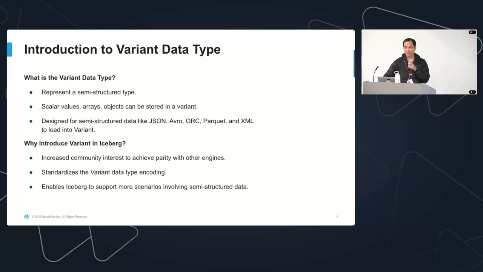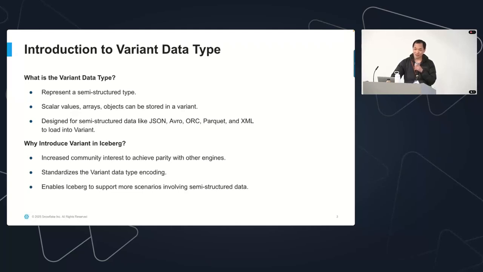Why do we try to introduce variant in Iceberg? One, as I mentioned, a lot of asks from the community. Two, to achieve parity with other engines. I know Redshift also has a similar concept called the super data type, which is a variant. Snowflake also supports variant, and Spark recently just added variant support.